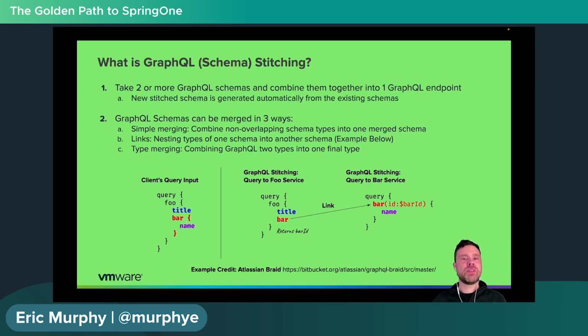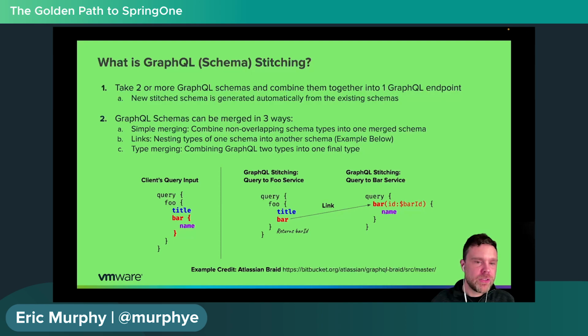And this can happen through something called schema introspection, where you have a technology, a library, or a service that implements schema stitching. It will reach out, it'll introspect those schemas, and it'll automatically create a new virtualized schema that can be used. And these GraphQL schemas can be merged together in three different ways. First way is simple merging, where there are no overlapping types inside of your GraphQL schemas. And those types are simply merged together easily into one schema.